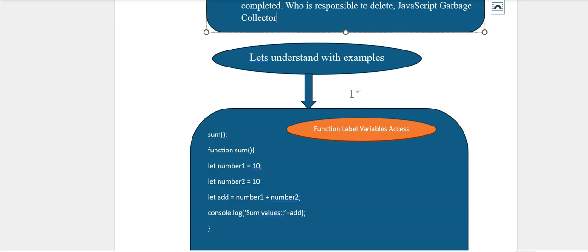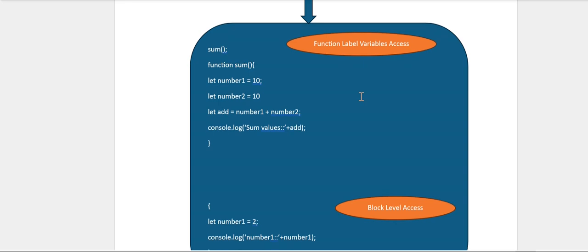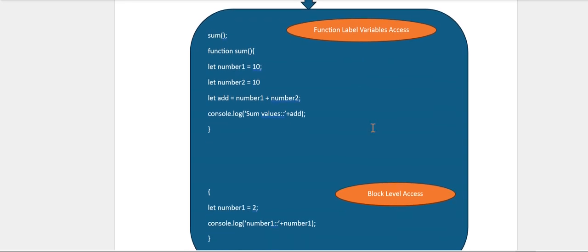Okay, what is the function level scope, and what is the block level scope? So here we have defined a function, and that function is being called here. We have defined the function here, and we are calling it. Here we are declaring and defining the function.